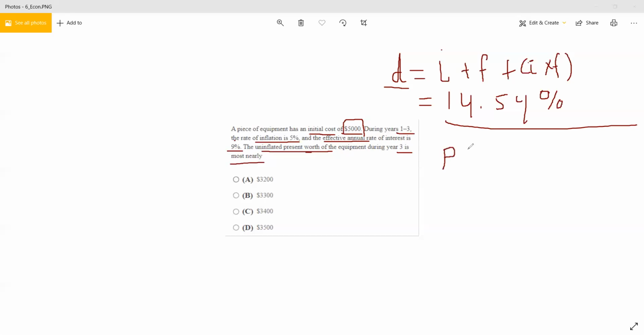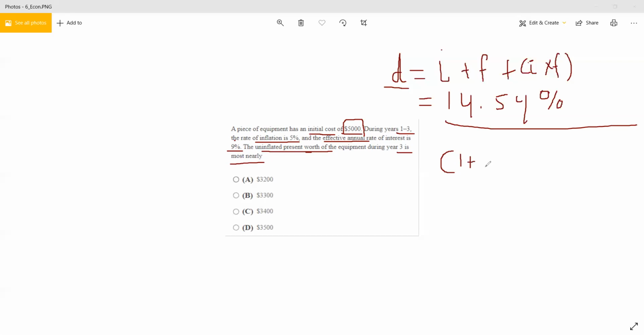No, we want P. P given what? F, right? Yeah. Again, like I said, it's a little strange. P given F. Oh, that's weird. 14.54, and, well, actually, this is not going to work. We're not going to be able to do that because 14.45 is not exactly an easy one to find on the table.